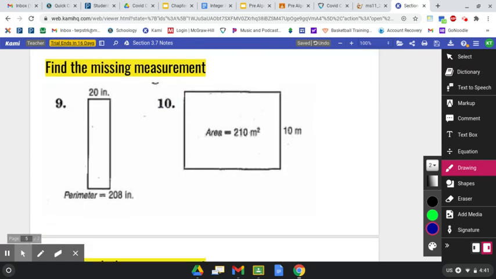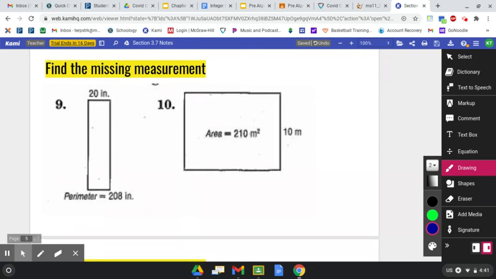All right, now it says find the missing measurement. So before, it gave us length and width, and we had to find perimeter or area. Here it's going to give us some information, and we have to find what's missing.